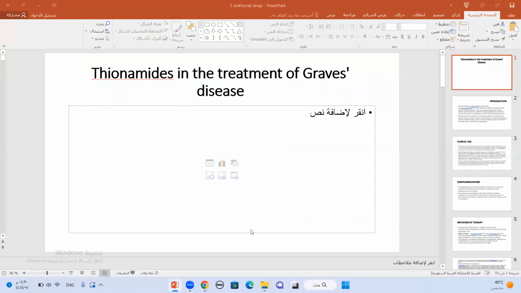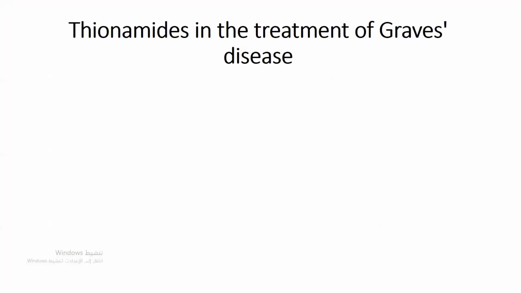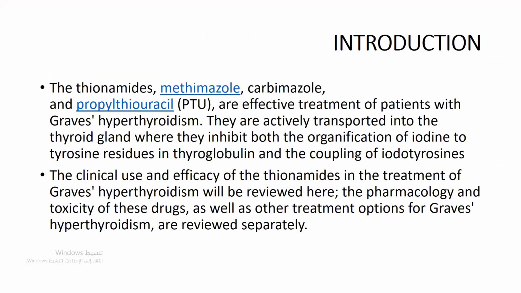Okay, now the topic to be discussed here is thionamide or anti-thyroid medication. What are the available drugs, and what are the usual side effects of these medications? Thionamides include methimazole, carbimazole, and propylthiouracil, or PTU, usually an effective treatment in patients with Graves' disease.